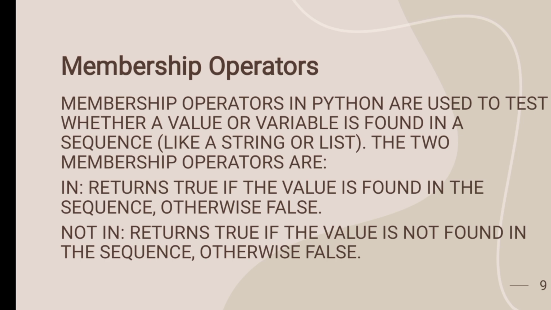Next is the not in operator. The not in operator is used to check if a given value does not exist in the sequence. It evaluates to true if the value is not in the sequence. If the value exists in the sequence, then it returns false.